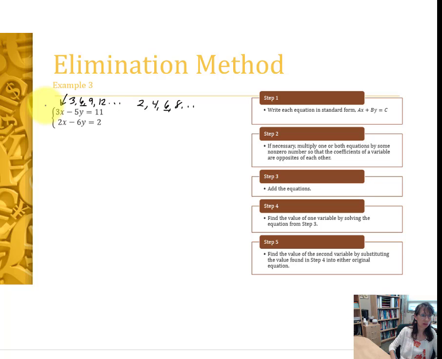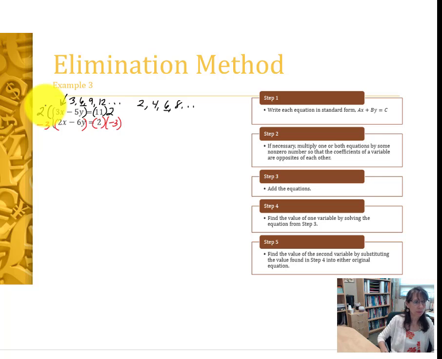If I multiply this first equation by 2, then I know that I'll have 6x. So don't forget that every term in the equation would have to be multiplied by 2. For the second line, if I'm starting with 2x, then what would I have to multiply 2 by to make it the opposite of 6? So -3 would work. So let's go ahead and multiply through.